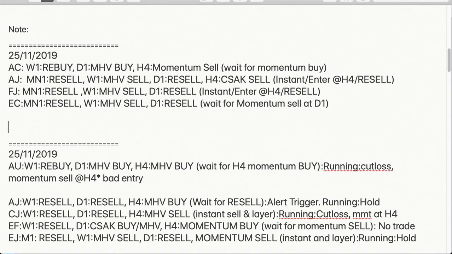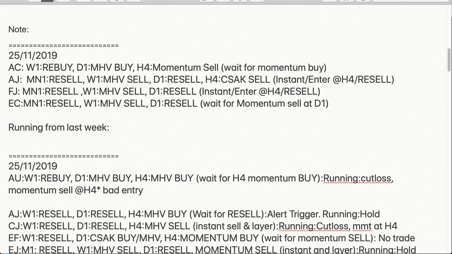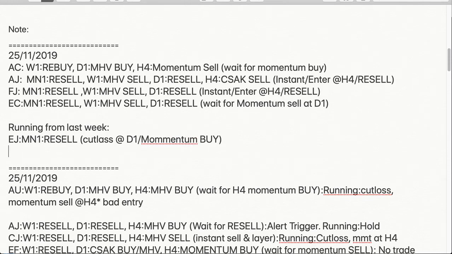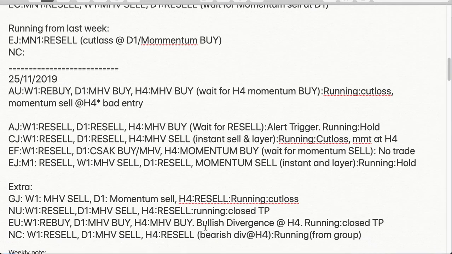Okay, so running from last week is Euro JPY, right? This is a monthly setup, and a re-entry sell, cut loss at D1 momentum buy. Okay, then the next pair is NZD CAD.